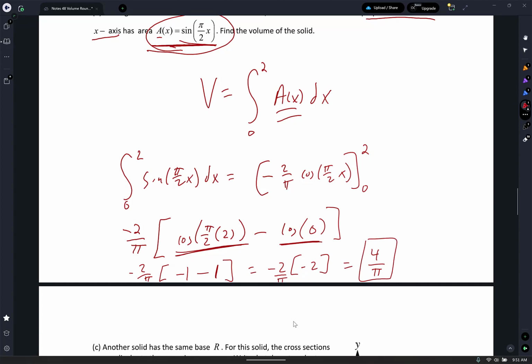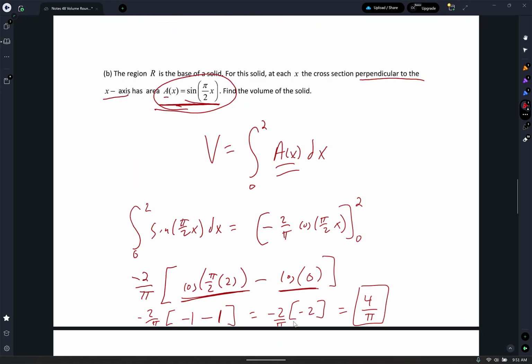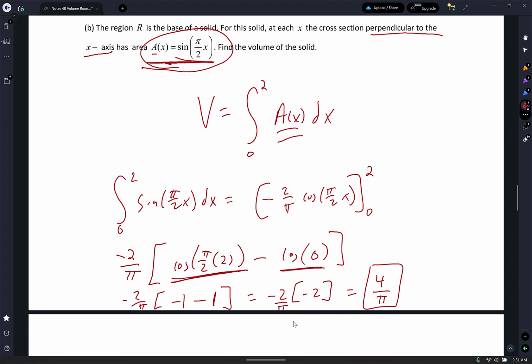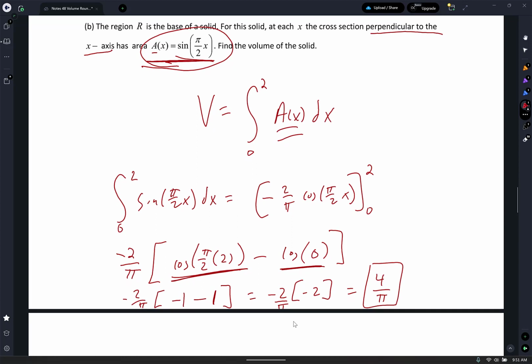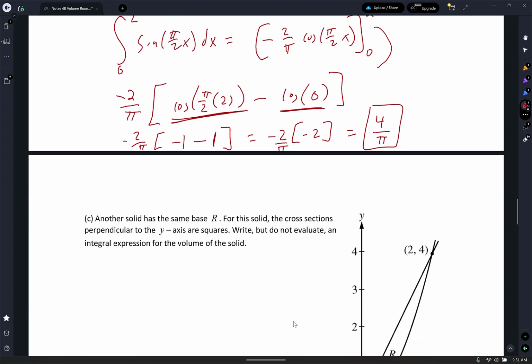4 over pi. Because this is no calculator, how many steps could we jump? Instead of putting cosine of pi over 2 times 2, could you just immediately go from the antiderivative to cosine of pi? Yeah. You can go right from here to cosine of pi minus cosine of 0. Perfect. And if you don't know what cosine of pi is, then I do encourage you to leave it like cosine of pi, but you do know. Okay. Cool or not cool?